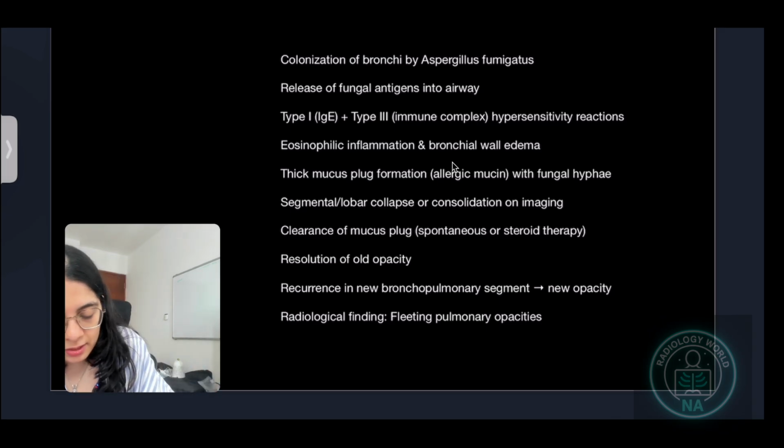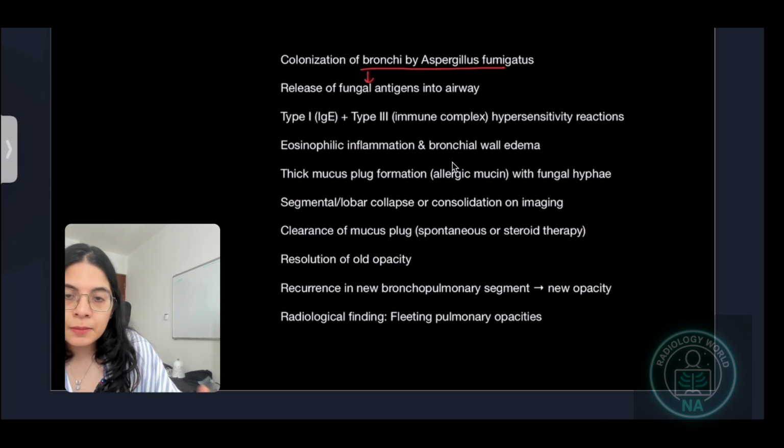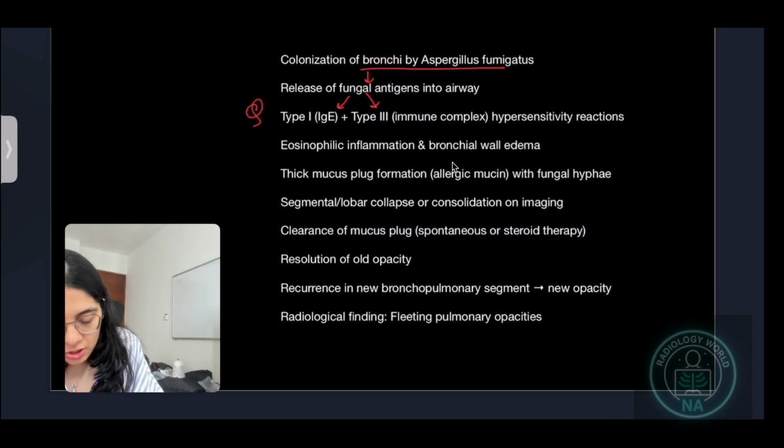So what happens? There is colonization of bronchi by Aspergillus fumigatus. These are going to release some fungal elements into the airway. So that is going to lead to either type 1 or type 3 immune hypersensitivity reactions. So this is a question which is commonly tested.